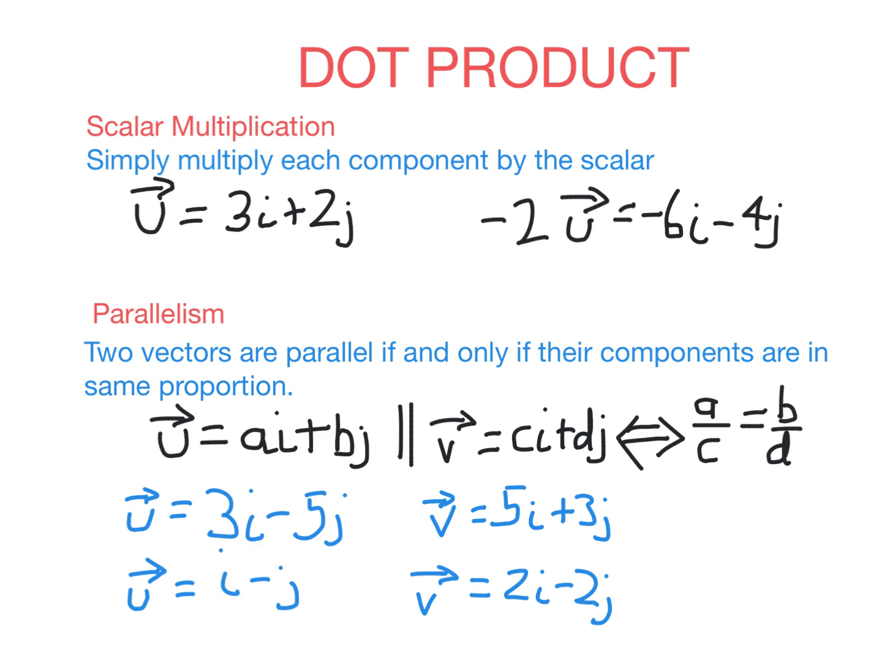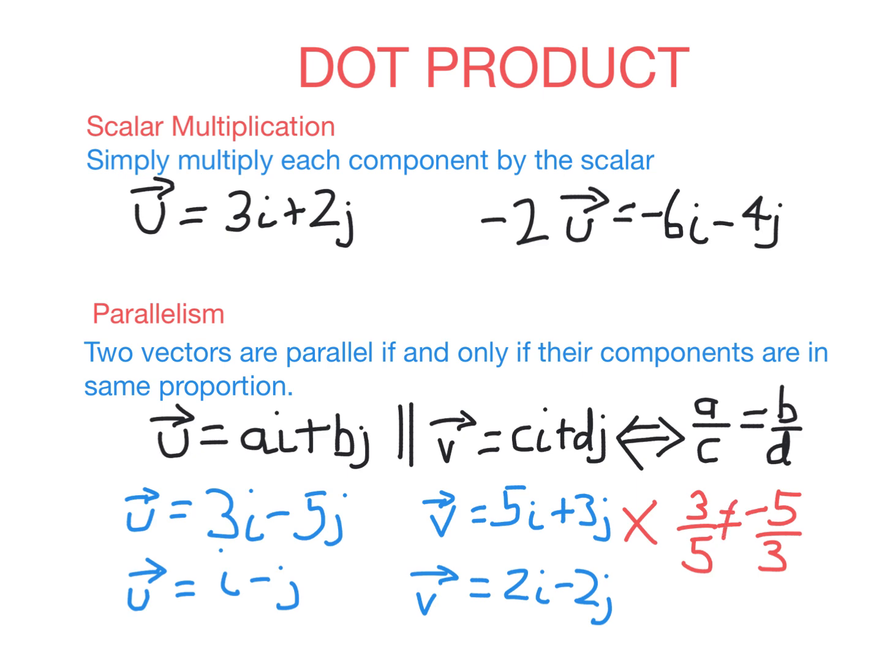Basically, two vectors are parallel if and only if one is a scalar multiple of the other. Both the x and y components have been multiplied by the same scalar. So if we look at these two vectors u and v, clearly they are not parallel. If we look at the ratio of their x components, we get 3 over 5. The ratio of their y components is -5 over 3. Clearly these two numbers are not equal.